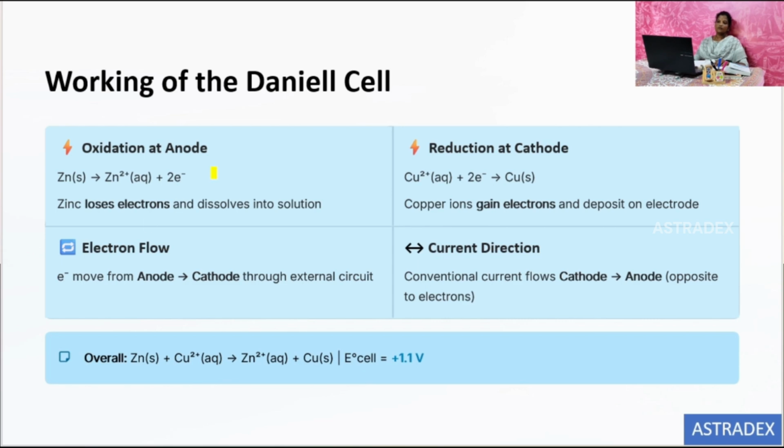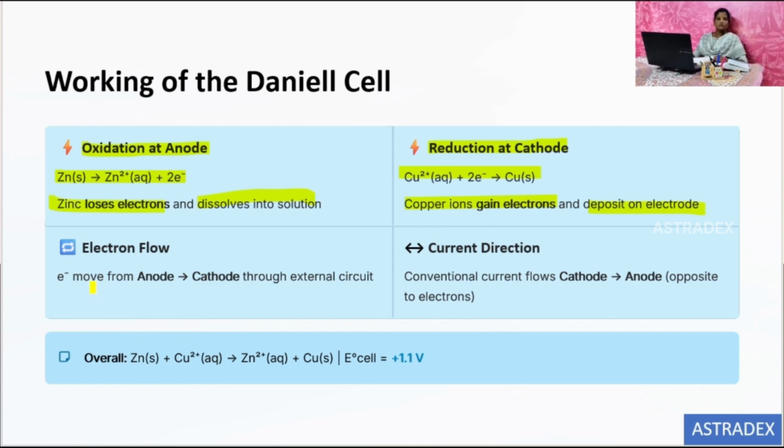And next we are moving to the working of the Daniell cell. As we know, oxidation will take place at the anode and reduction at the cathode. Oxidation, we said, is loss of electrons. Here you can see the zinc is one electrode, right? So zinc loses 2 electrons and forms Zn2+ ions that will be dissolved into the solution, and Cu2+ will accept the 2 electrons and deposit at the cathode, at the electrode, as copper metal. So zinc dissolves into the solution, whereas copper ions deposit on the electrode.